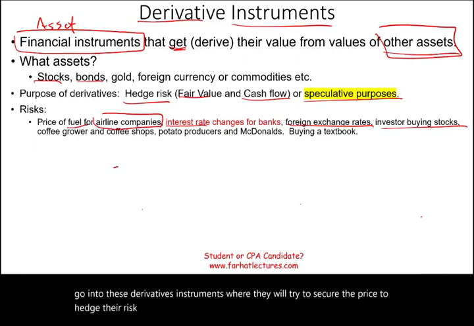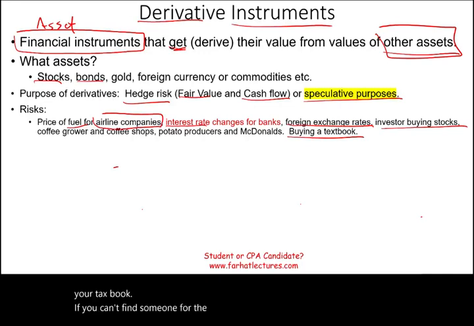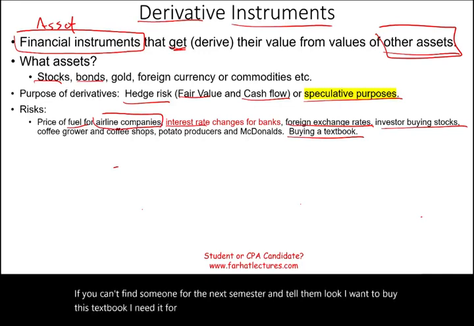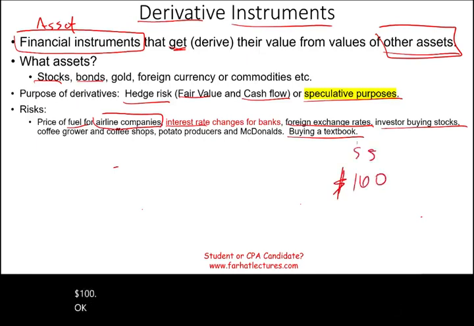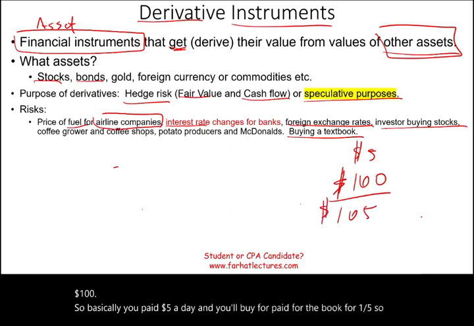For example, if you want to buy your textbook, you can find someone for next semester and tell them, look, I want to buy this textbook. I need it for next semester because there's a shortage of this textbook. Guess what? I will give you $5 now and you will sell me this book at $100. Okay? So basically you paid $5 today and you'll pay $100 for the book. So your total cost is $105.